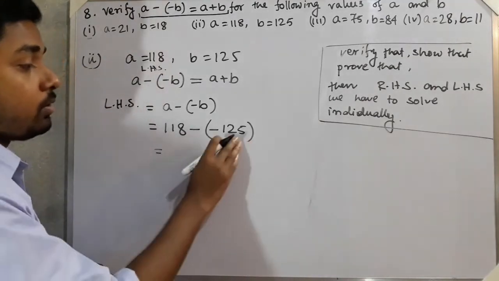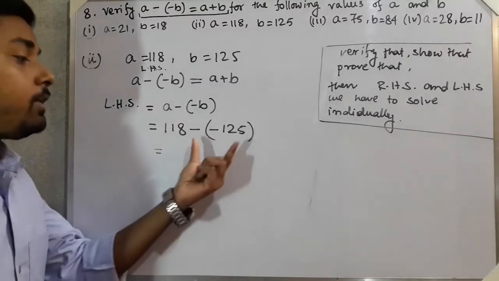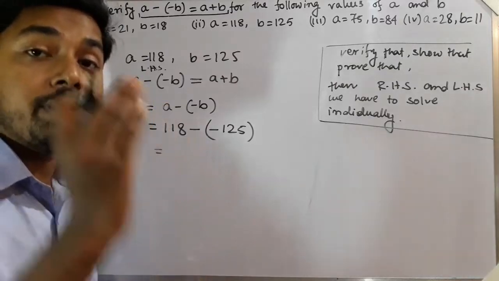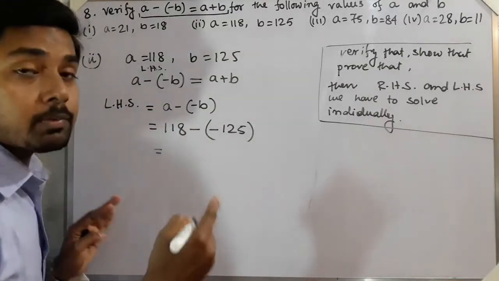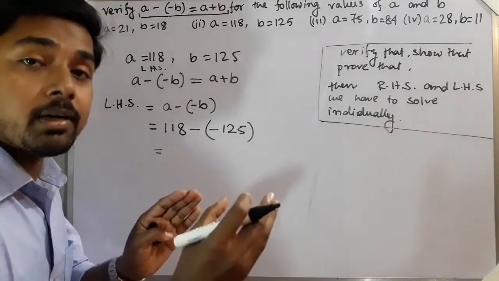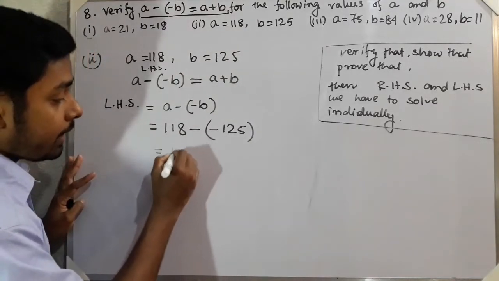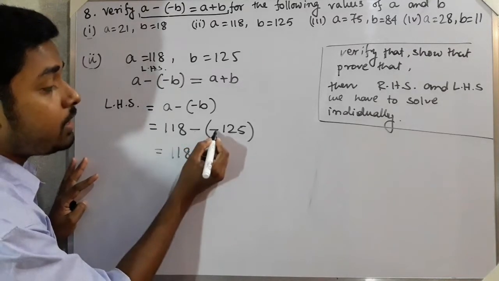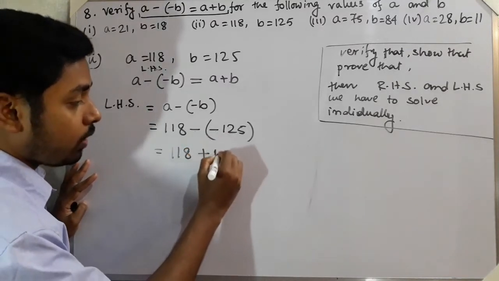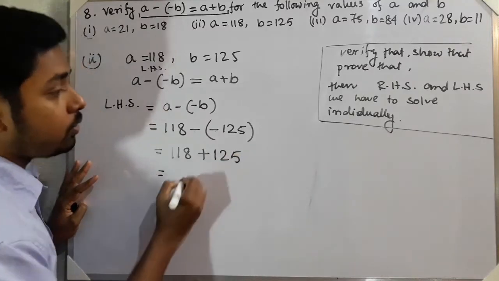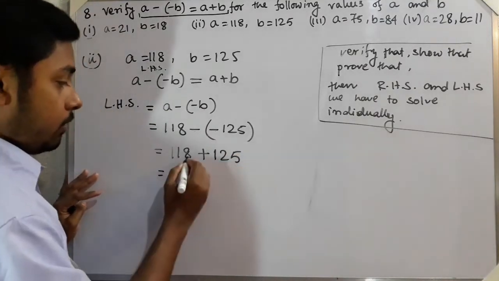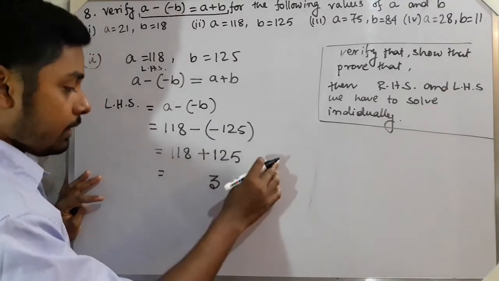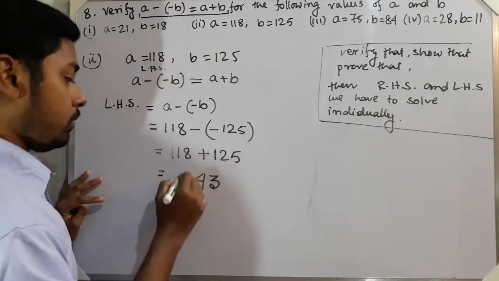What is the rule to solve it? First of all, whenever we have a bracket, we first have to remove the bracket. And how to remove the bracket? We just have to multiply the signs. So 118 will be the same as it is. Now here minus into minus equals plus 125. Now we have to add it. 8 and 5 is 13, carry 1, 2 and 1 is 3, and carry 1, 4, 1 and 2.